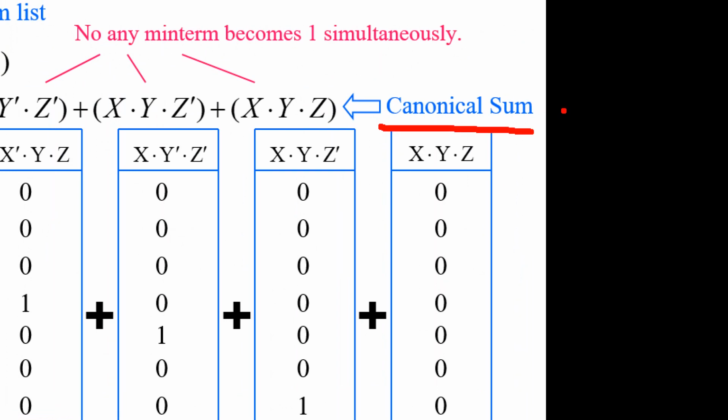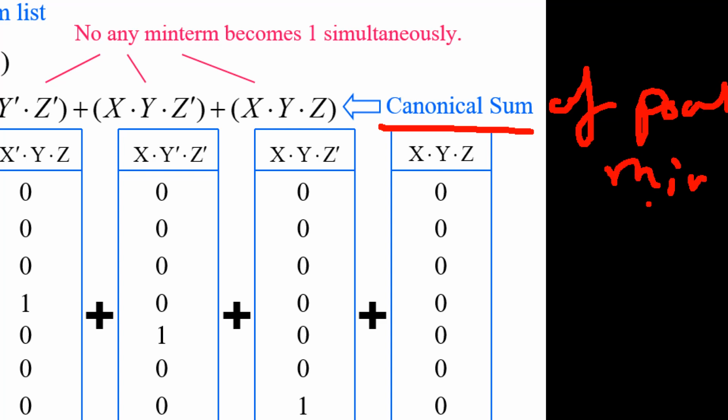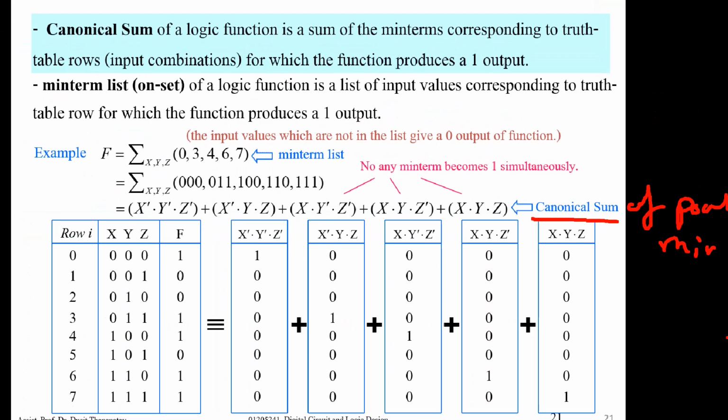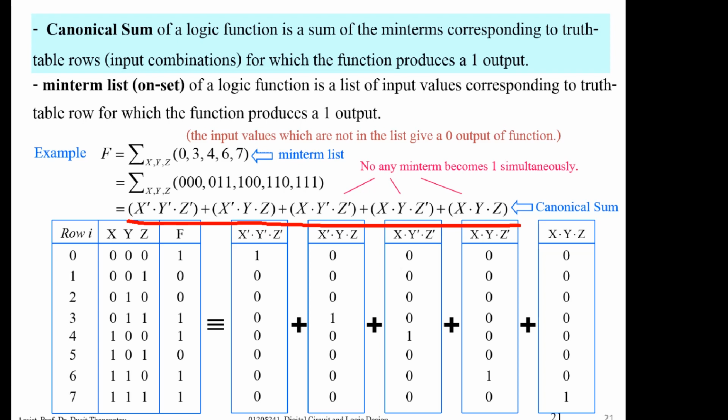Canonical sum, or canonical sum of products, or canonical sum of minterms. A minterm is a product term that has all input variables. So now you know canonical sum. You can write the function in this form. It's a standard form.